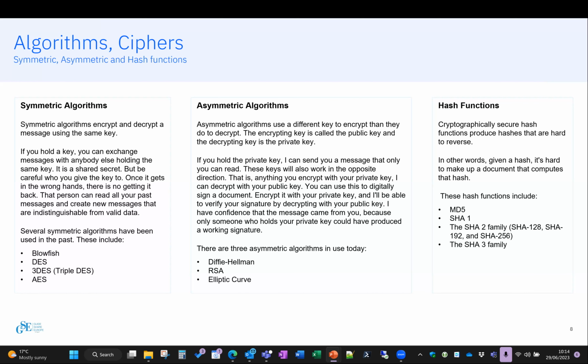Hash algorithm is about digesting and creating a sort of fingerprint for data. And the combination of these different algorithm families can help you to achieve interesting objectives regarding security.